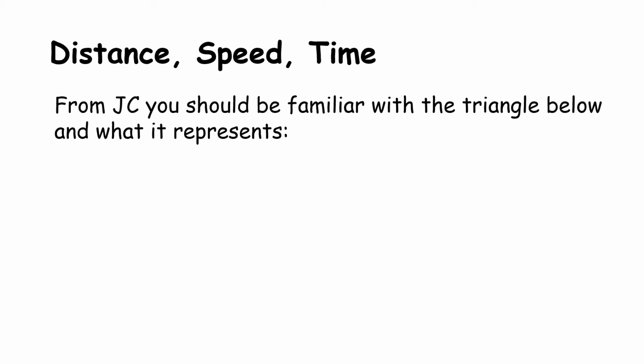You would have studied this at junior cert in both maths and science, and hopefully everyone is familiar with this DST triangle or using the formula in some way. So distance is speed multiplied by time. Speed is distance divided by time, and time is distance divided by speed. This is known as Dad's silly triangle, and it's a way for us to figure out which formula we need.